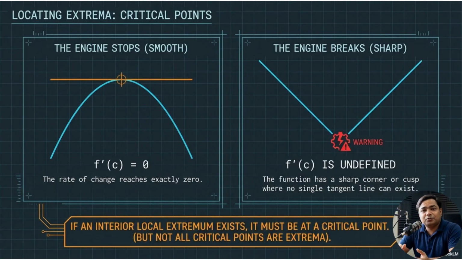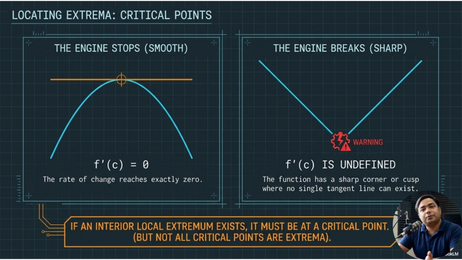Now the question is, where do extrema occur? This slide shows two possibilities. The first case is when the engine stops smoothly. This means the derivative equals zero. The tangent line is horizontal. Mathematically, f prime of c equals 0. This often happens at smooth peaks and valleys.